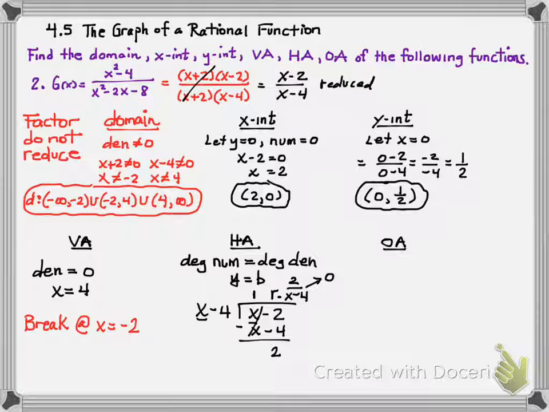So our number is simply the 1. So y equals b is actually y equals 1. So that's our horizontal asymptote. Since we have one, that means we don't have an oblique asymptote. All right, let's do one more.